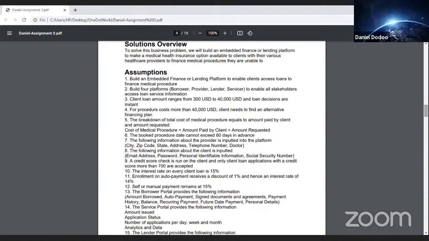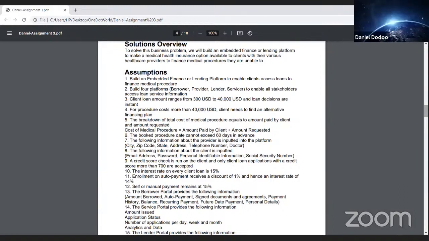Yes, so it says self or manual payment remains at 15%. I wanted you to clarify what the self or manual payment means, because on page 13 it says the borrower portal provides the following information, and all the information of the auto payment and the other stuff are stated there. But in number 12, it says self or manual payment. I wanted you to clarify what that means.